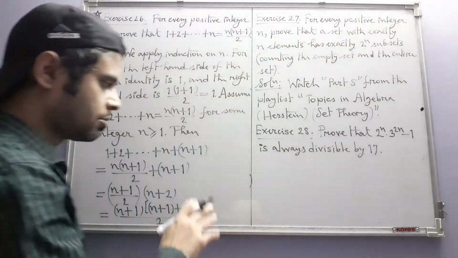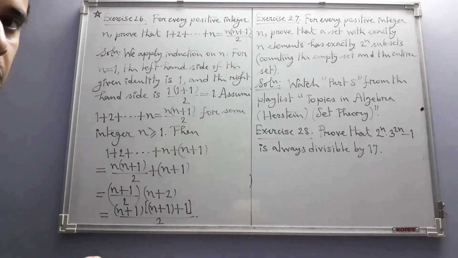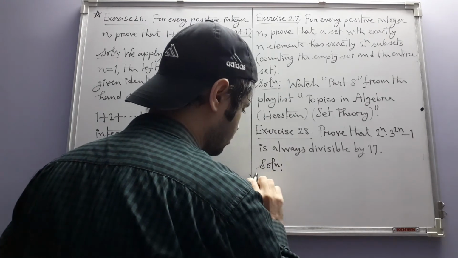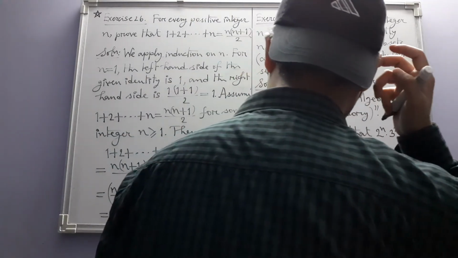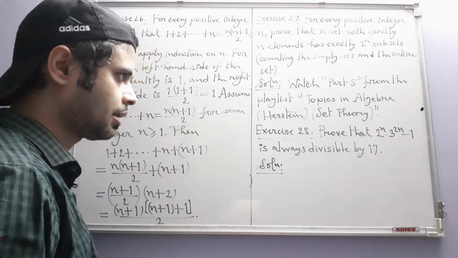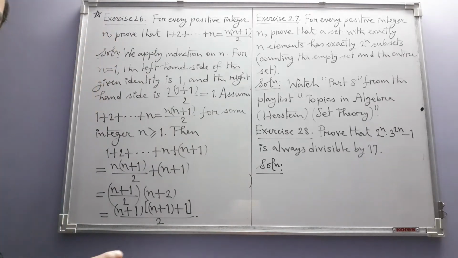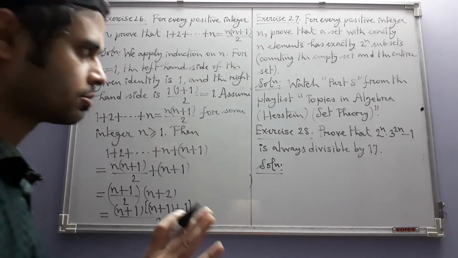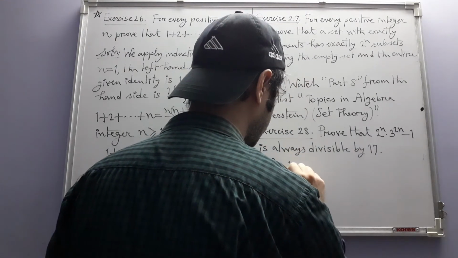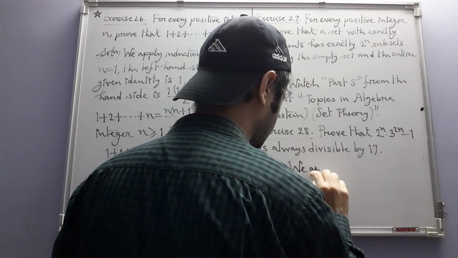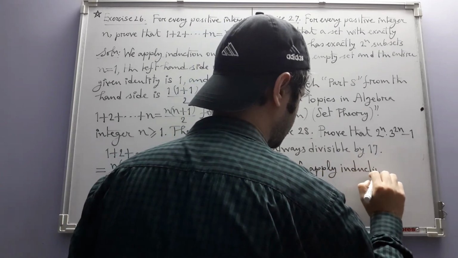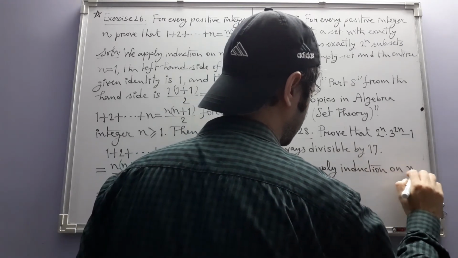And of course, to solve this exercise we will use induction on n, that is the easiest way. But you can also do without using induction. However, then you have to apply some results from number theory. So we are not doing that. Induction is the easiest. We apply induction on n.